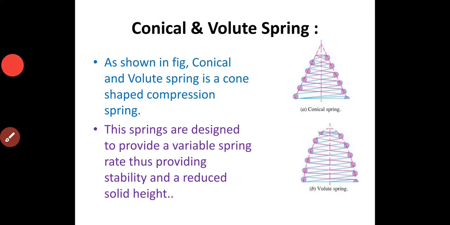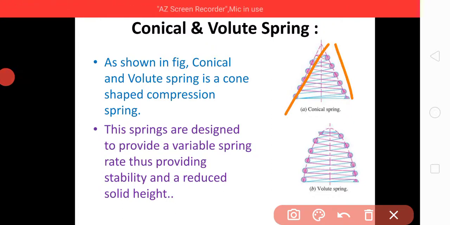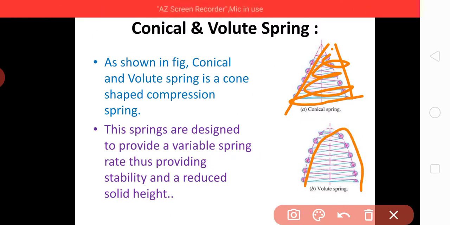That is conical or volute springs as shown in the figure. This is the conical spring. Its diameter from one end goes on decreasing and gets to zero at the top. This spring has a parabolic shape, so it is called volute spring. These are the springs used for gradual loading.